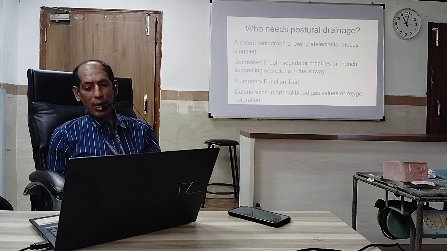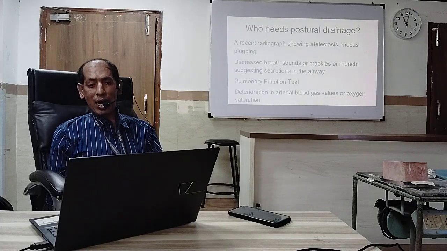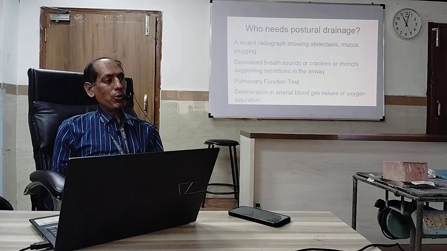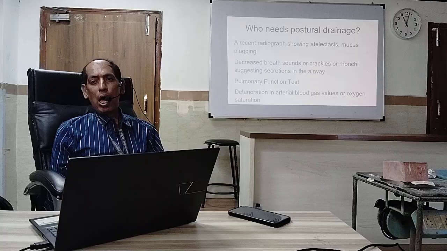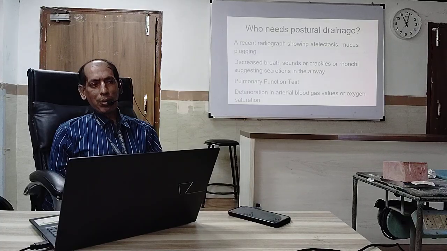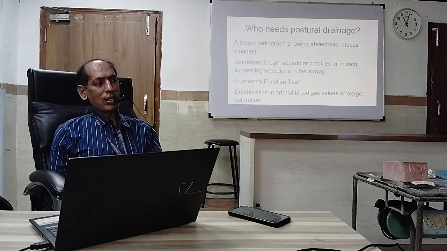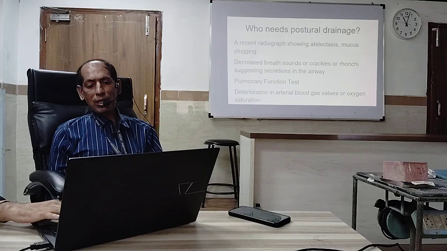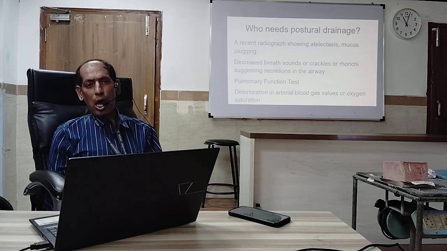Deterioration in arterial blood gas values or oxygen saturation. Deterioration in arterial blood gas value means you need to know the basal value. Then you can say deteriorated. The oxygen saturation, as detected by an instrument which is put on the index finger and the nail bed, will tell you what is the oxygen saturation in your blood. The normal oxygen saturation is 100%.